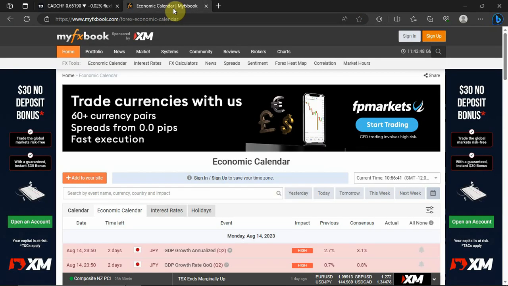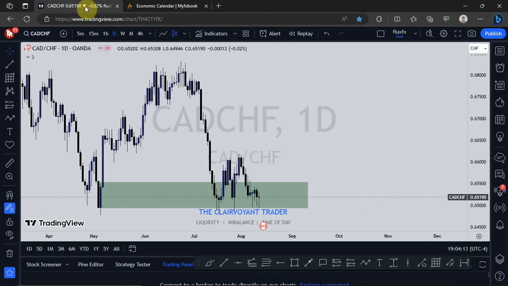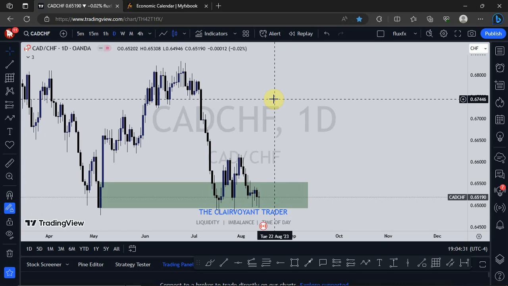On Tuesday we have CAD high impact news, so definitely it will really give us a headway. The high impact news for CAD, that is this card, will give us a headway as to how CAD CHF will perform, and based on that, we see which pair to trade, either USD CAD or USD CHF.